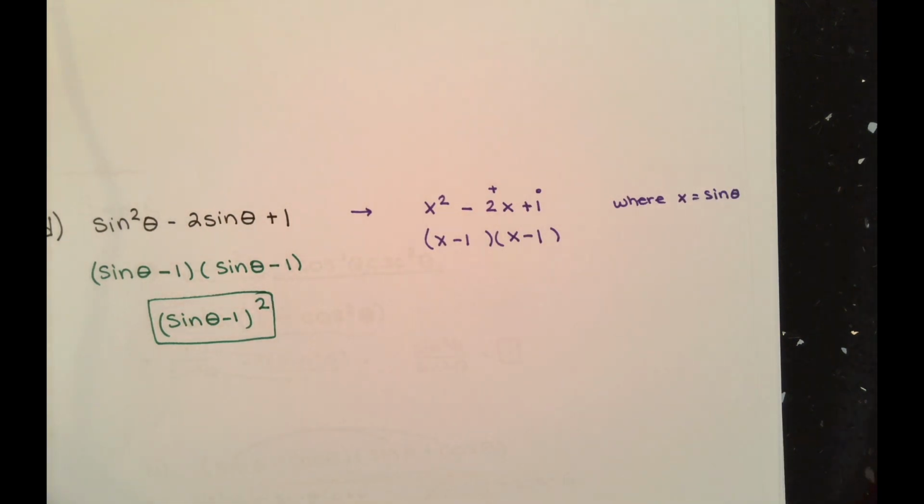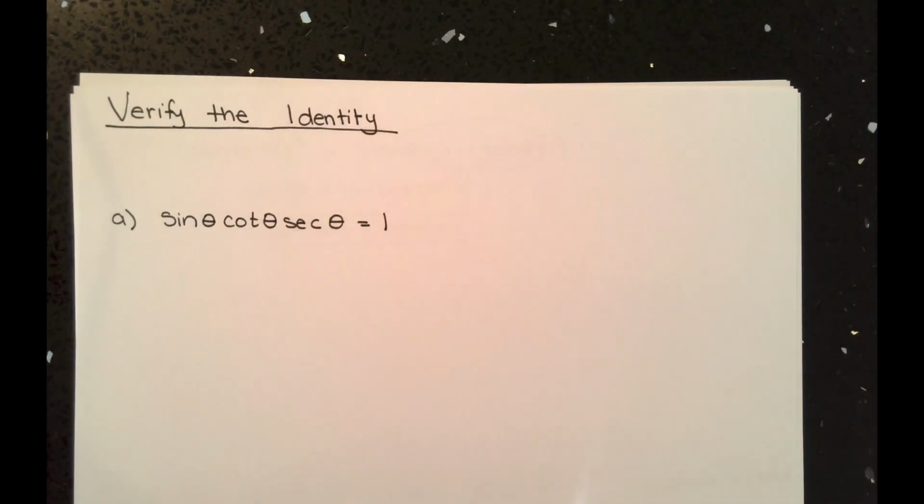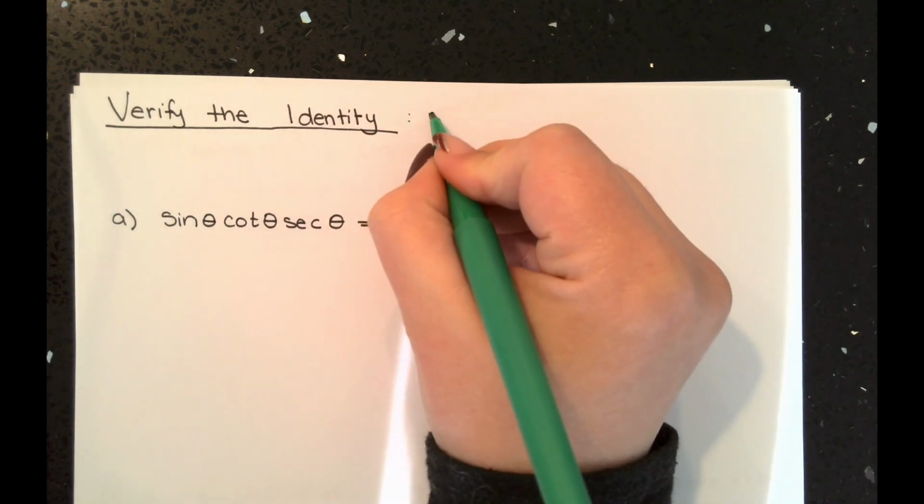Okay, we got two more. And this time we are verifying the identity. So verifying the identity is taking only one side and working with one side. There is no answer. The answer is already given to you. So we have to make both sides equal.